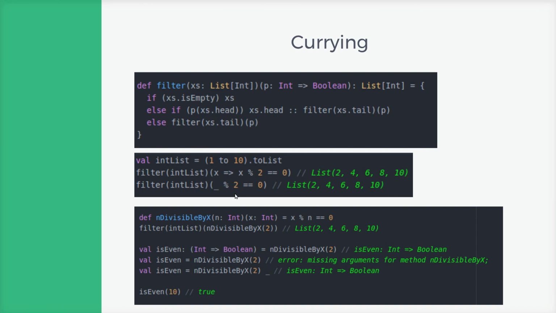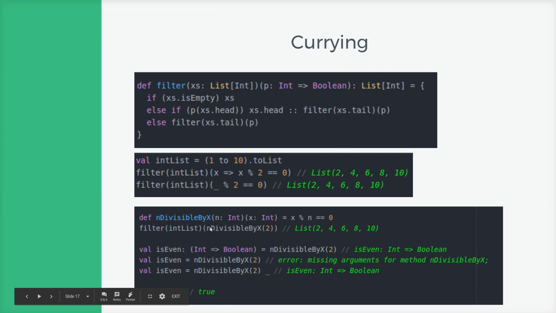In this case, we are only checking if x modulo n is equal to 0, returning a boolean, and the type is inferred, as you can see here. And we can call the filter function again, passing the integer list, and as the second argument list, we are performing a call to n divisible by x and providing only the first argument list.